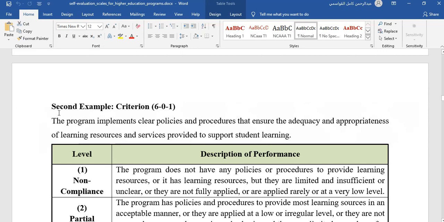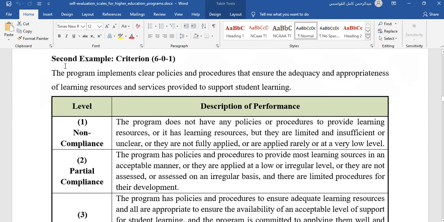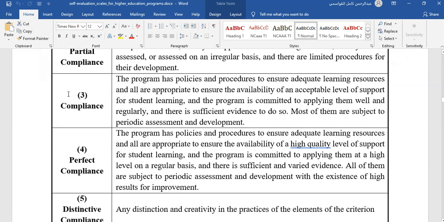This is, for example, the second example, criterion 601. The program implements clear policies and procedures that ensure the adequacy and appropriateness of learning resources and services provided to support student learning. You have to go to standard number 6, section 601, and go to the third level, 3 stars.